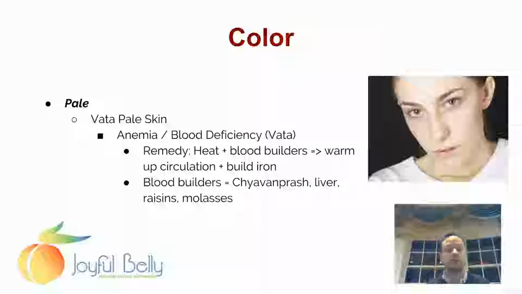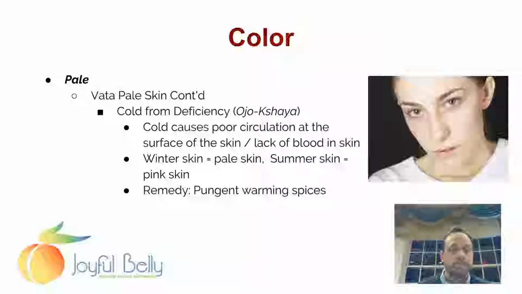Some of your blood builders are going to be Chyawanprash, liver, chicken liver or something like that, raisins, molasses, red meat. All good blood builders, and there are many. Sometimes a Vata person has pale skin because the skin is cold from deficiency.